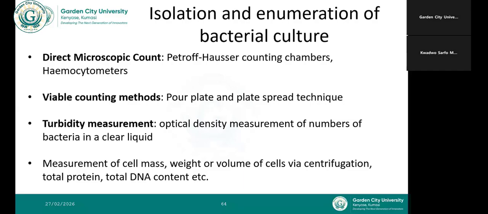So, isolation and enumeration of bacteria culture. When you grow the organisms, assuming you pick samples such as blood or stool or sputum, and you provide the right nutrients, the other conditions necessary for growth, you want to assess if there is growth, and then if possible, you want to count. For some of the methods, you may not be able to count the bacteria. For some, you may be able to count, especially if you grow on solid media.